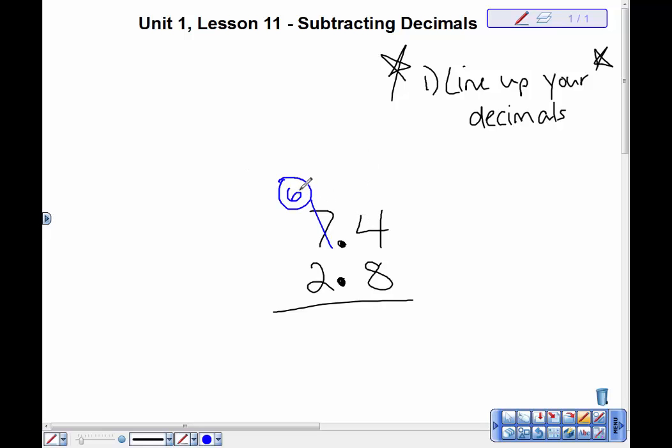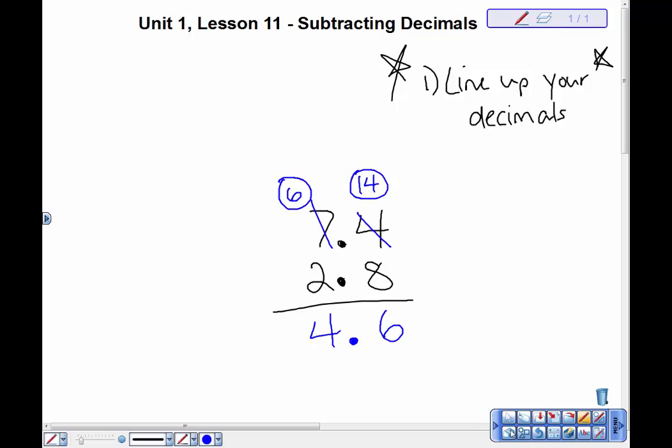Now, I'm going to give that 1 ones that I borrowed from the 7, turn it into 10 tenths, and stick a 1 in front of the 4 so that I have 14 tenths. 4 tenths plus 10 tenths is 14 tenths. And now I'm going to circle it. Now I have enough. I can do 14 minus 8 is 6. I can do 6 minus 2 is 4. And I bring down my decimal. So 7.4 minus 2.8 equals 4.6.